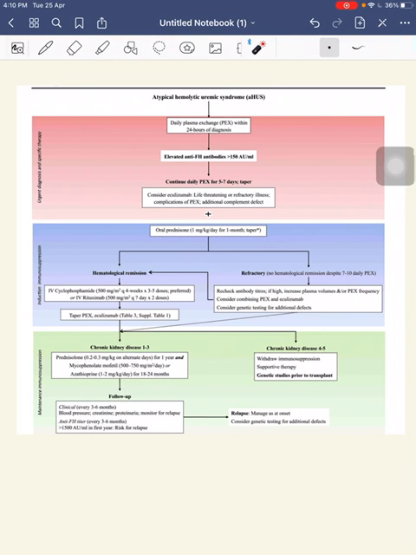So this is for atypical HUS. You do a daily plasma exchange within 24 hours of diagnosis, because to stop the irreversible renal damage, you are doing this daily plasma exchange within the 24 hours of diagnosis.